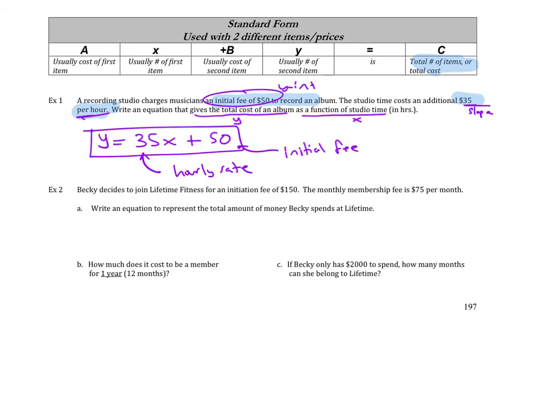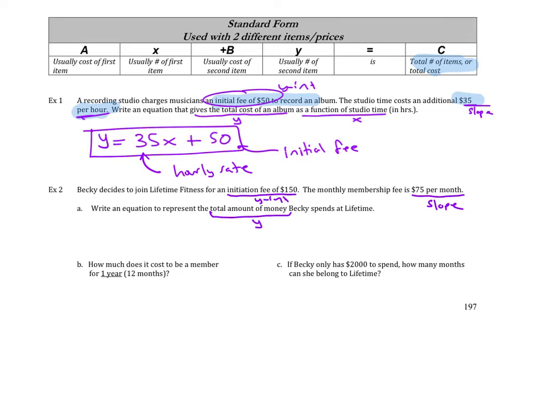So, second question, example 2. Becky decides to join Lifetime Fitness for an initiation fee of $150. That's a one-time thing. The monthly membership fee is $75 per month. You see per, you think slope right away. The initiation fee is one time, that's a y-intercept. So boom, slope-intercept. Write an equation to represent the total amount of money.